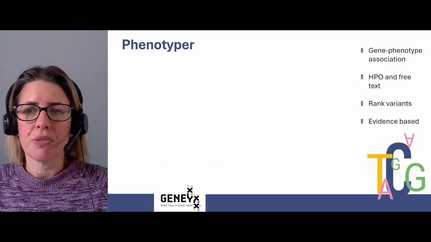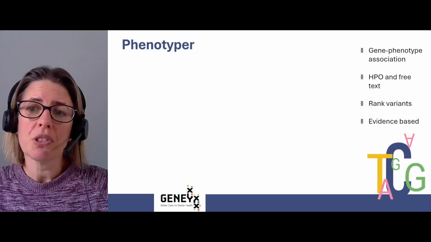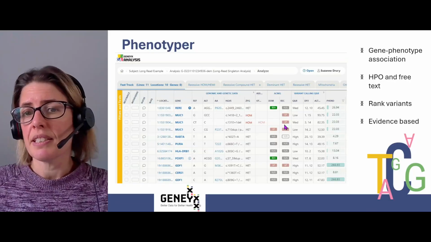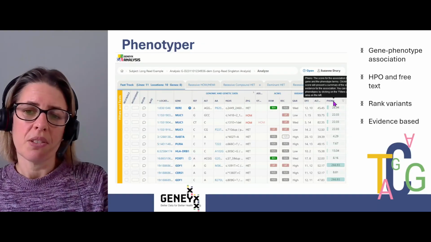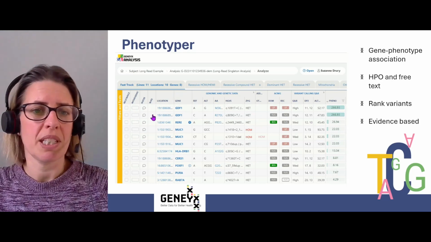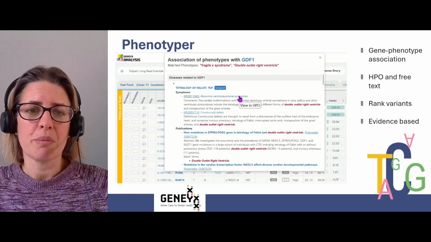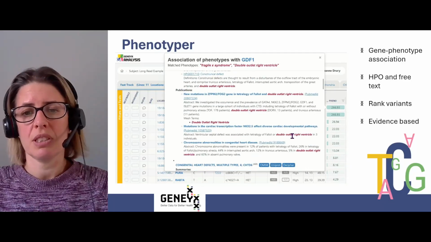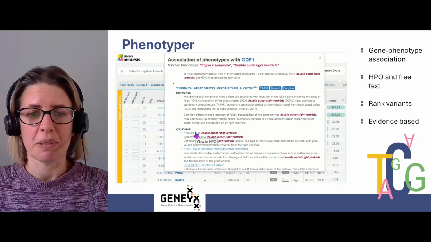I also wanted to touch upon the Geneyx phenotyper, and this is where we're using a gene phenotype association using either HPO terms or free text assigned to the patient, and we're using this to rank variants. And importantly, this is evidence-based. So I just have a brief image to show you here. Here you can see on the right-hand side, we've got our phenotyper score. I've sorted now the variants based on the score, and here we have the 2 GDF1 variants that we initially saw earlier in the presentation. And I can click on that information, and here I get all of those pieces of evidence that are linking this gene with the phenotypes that are assigned to the patient, and I can also link out to those various sources of information as well.